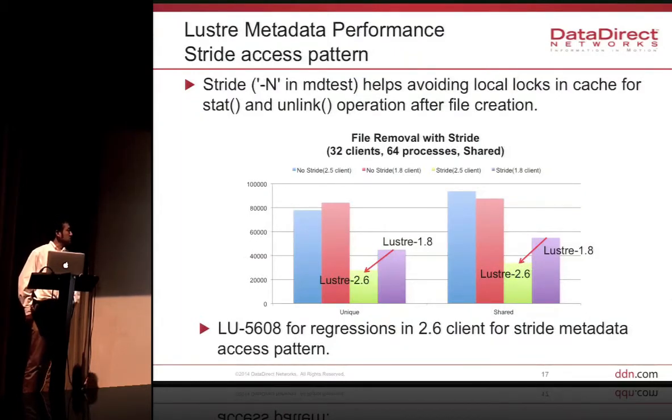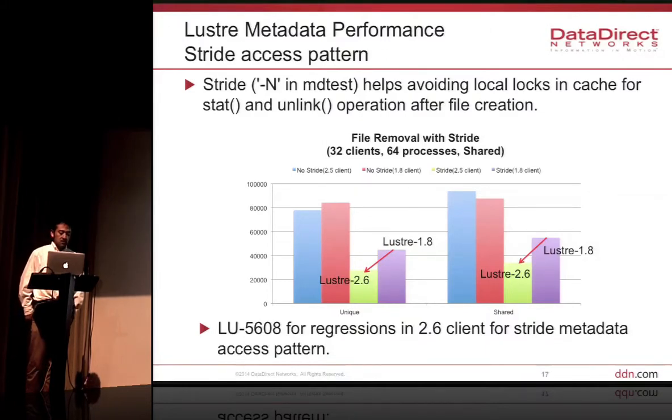This is the final benchmark result. This is the stride option. MDtest supports the stride option, which can help avoid the local locks in the cache for the stat and the unlink operation after the file creation. Normally, without the stride option, the same process is creating the file, doing the stat, then finally the removal. So everything is the same file associated with the same process. But once the stride option is enabled, each operation is shifted to another process.